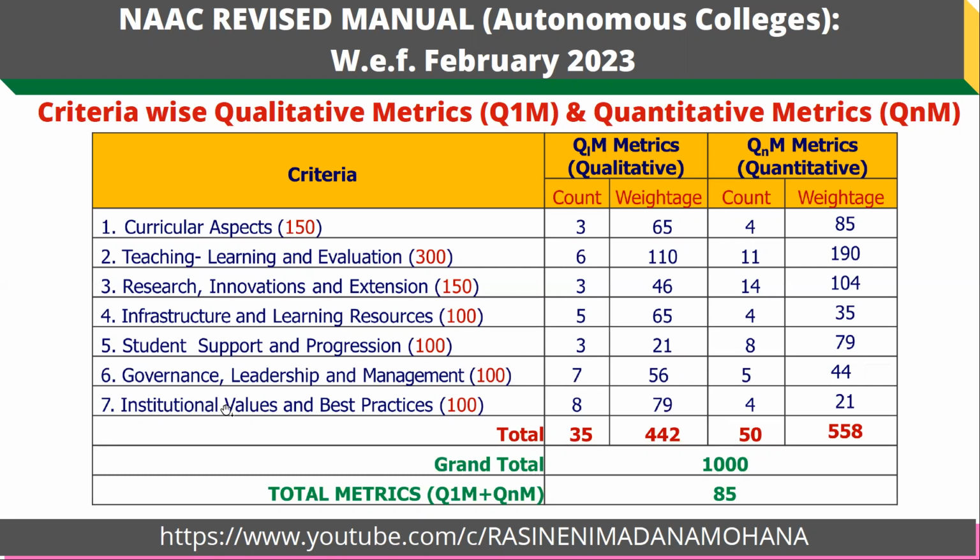Then 7th criteria, institutional values and best practices, total weightage is 100, which consists of 8 qualitative matrices with 79 weightage, then 4 quantitative matrices with 21 weightage. Then among all the 7 criteria, total 35 qualitative matrices with 442 weightage, then a total 50 quantitative matrices with 558 weightage. Then the grand total is 1000. Then the total matrices, qualitative and quantitative, together is 85. This is the summary of criteria wise number of quantitative and number of qualitative matrices along with their weightages.